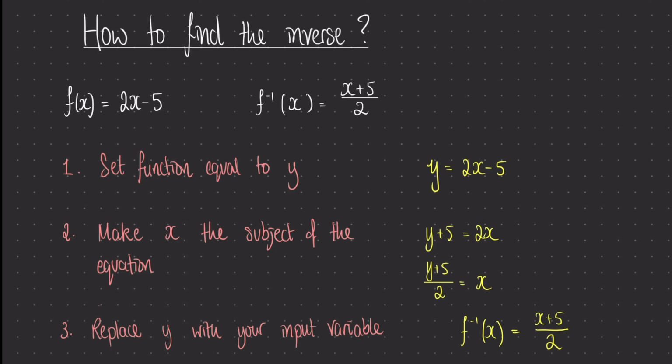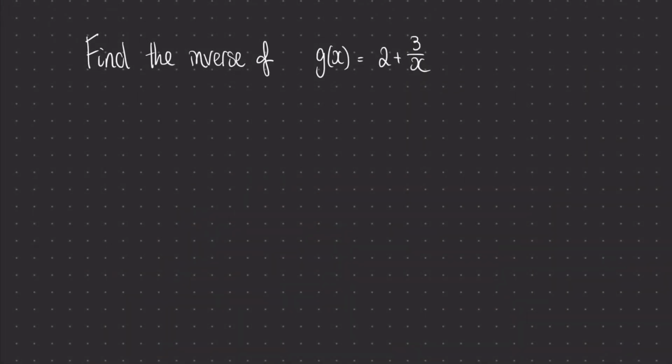We can always test if we found the correct inverse by putting a set of numbers through both functions. Let's take the value x equals 5. So putting 5 into f of x, I get 2 times 5 minus 5, which is 5. That means I'm going to take my 5 now, put it through my inverse function, so f to the minus 1 of 5 is going to be (5 plus 5) over 2, or 10 over 2, which gives me my initial input of 5. Let's work through another example together.